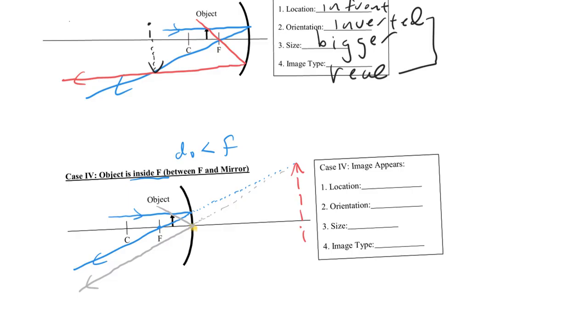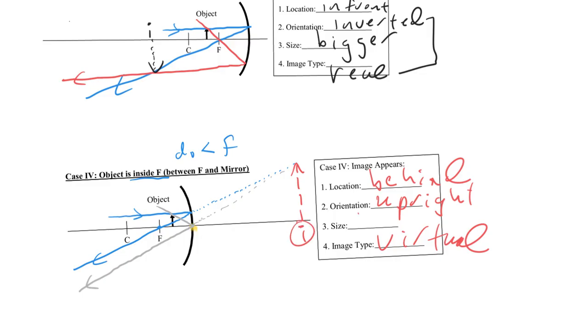The location is behind the mirror. If you're behind the mirror, you're virtual. Your orientation will be upright or erect, and your size will be bigger. Okay, so that's going to be kind of hard to draw.